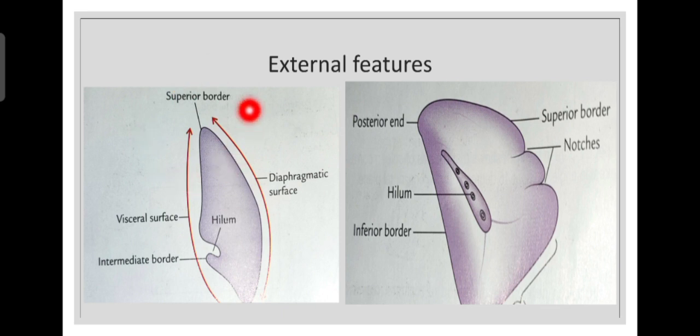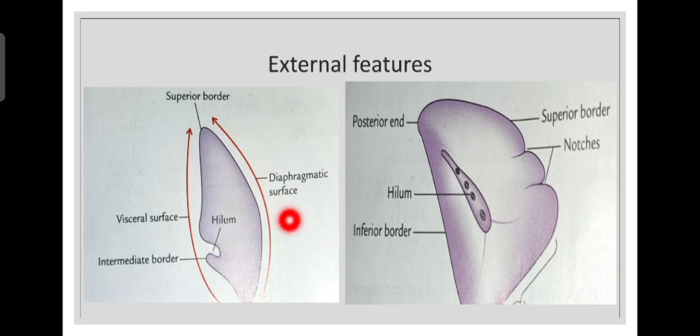Most important thing here is the superior border presents some notches which determines its lobulated origin. We will see that in detail in embryology, that is the development of spleen. But it is helpful in the identification of the superior border, and hence it is helpful in the identification of spleen and also the anatomical position.